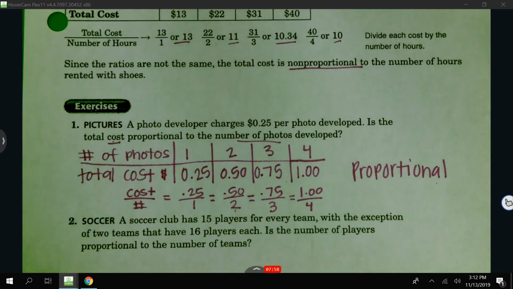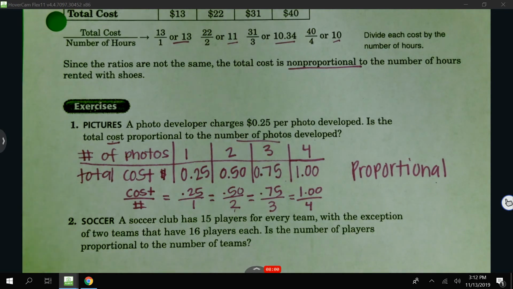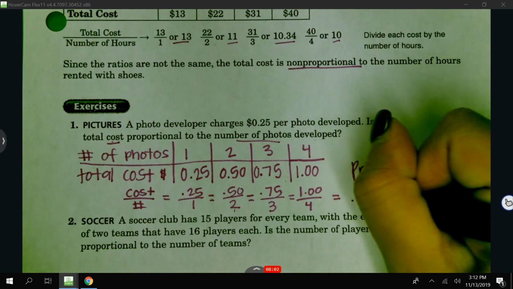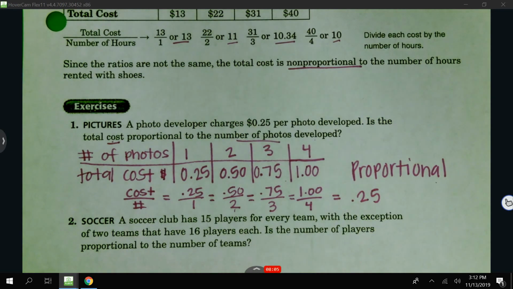So our ratios are the same, meaning that they are proportional. They are all equal to 25 cents.